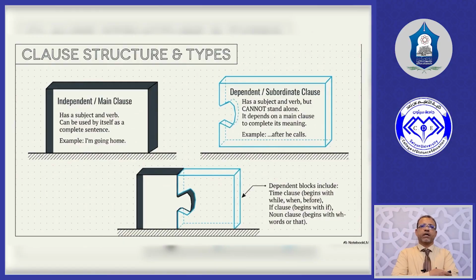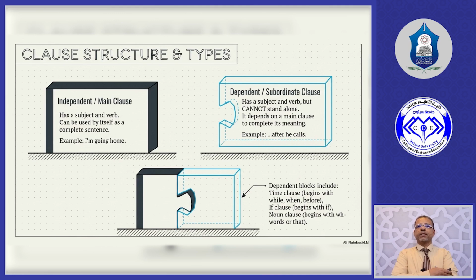Clause structure and types. Independent and main clause: when we have a subject and verb, it can be used by itself as a complete sentence. Example: I am going home. I am going. And dependent. They are sentences, actually. The main clause and dependent. Main clause means a sentence, mostly.